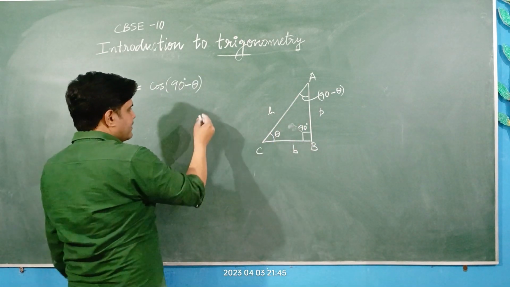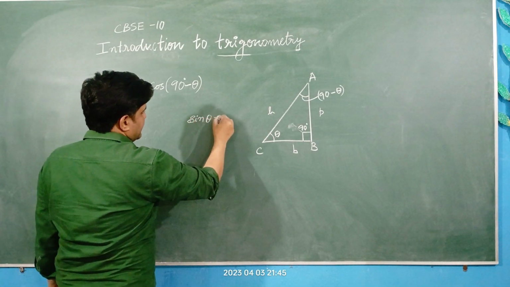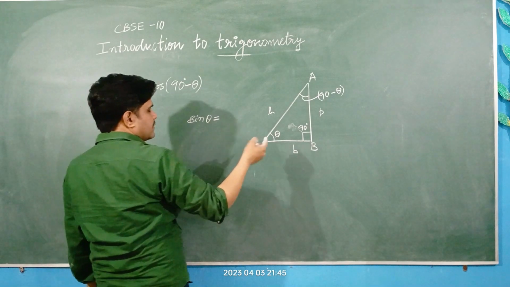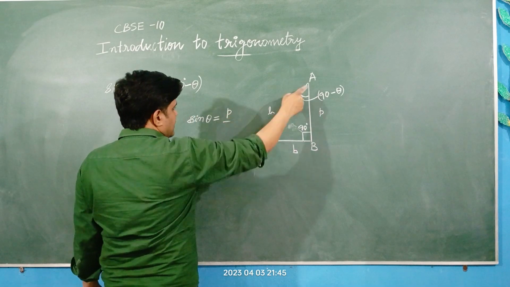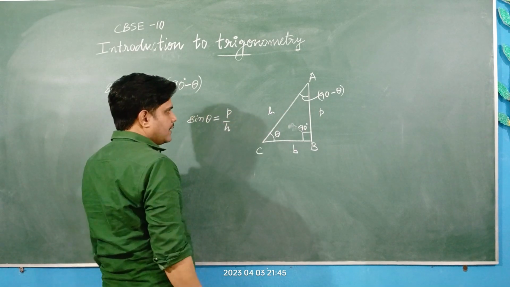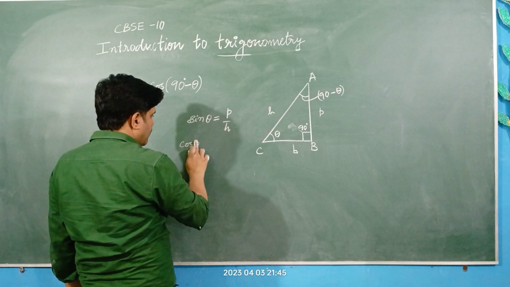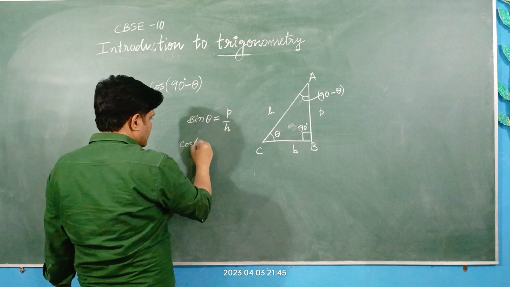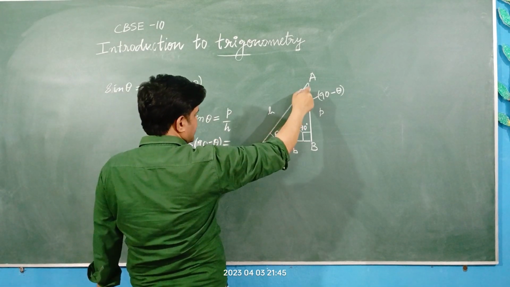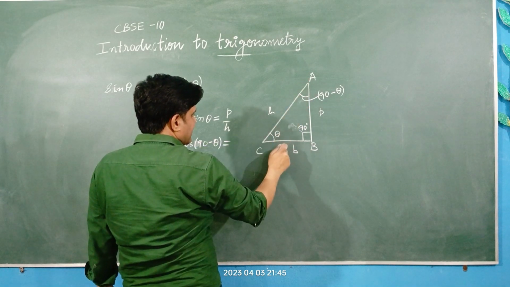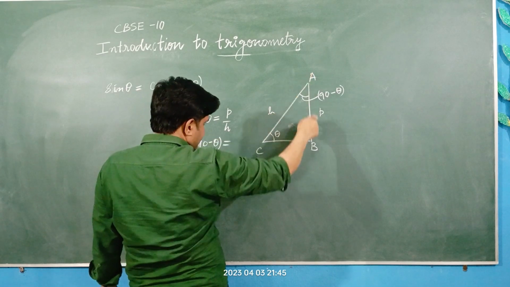Now you see, if I write sine theta, what will be the side? It is opposite to theta, that is perpendicular upon hypotenuse, right? Suppose I take cos of this angle, cos of 90 minus theta, what do I get? If this is my point of observation, this becomes opposite, so this acts as base. So I will have to write this as base.